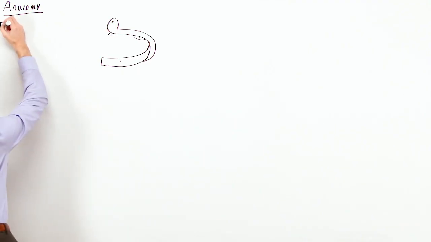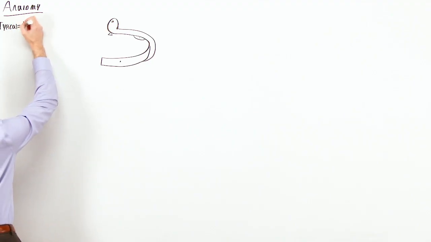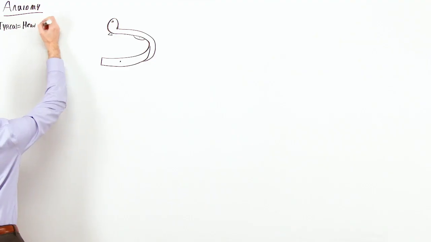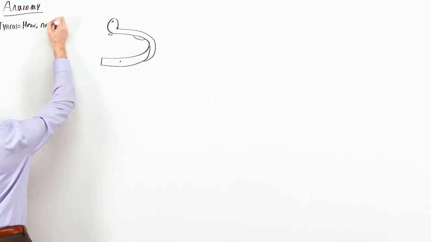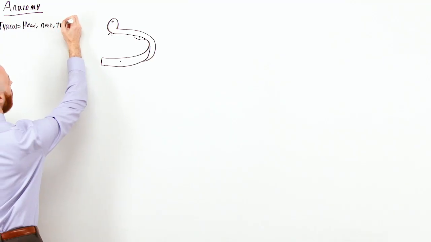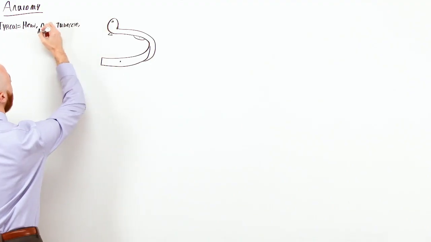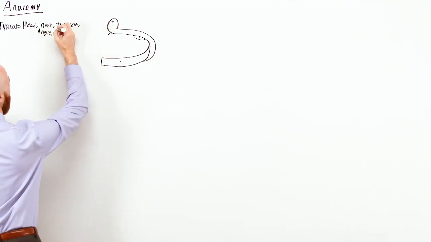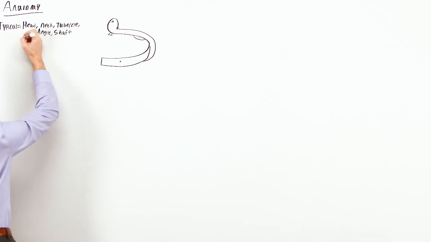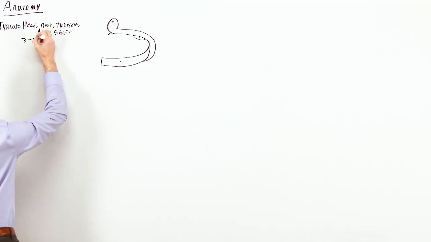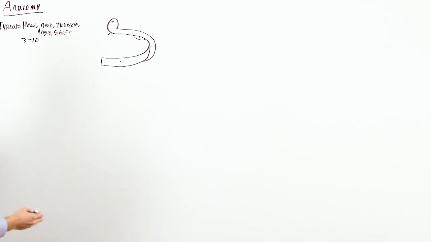So a typical rib has all 5 landmarks. It has a head, neck, tubercle, angle, and a shaft. Ribs 3 through 10 are your typical ribs. So if you have typical ribs, you're going to have atypical ribs.